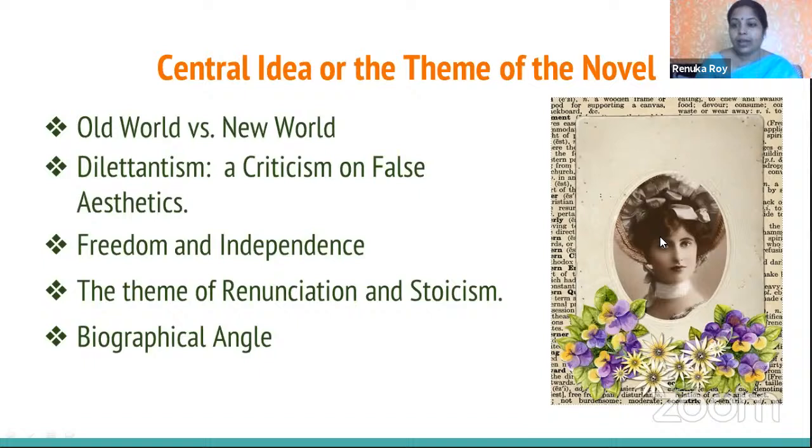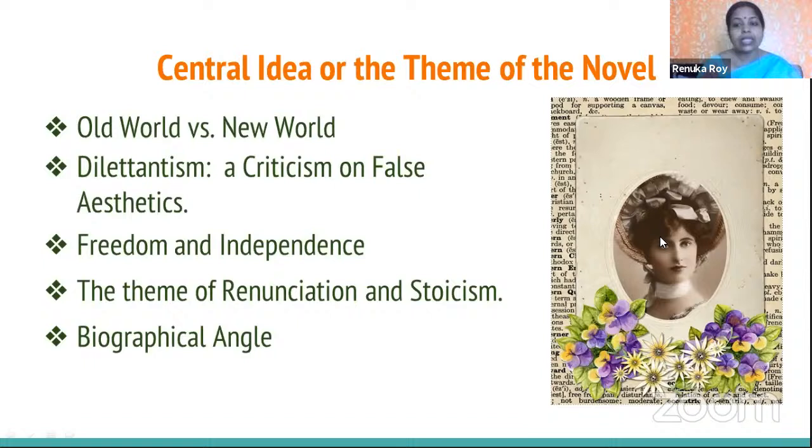Another theme is renunciation and stoicism. Renunciation means giving away the things that you want, or renouncing the things, or not having attachment, leaving all attachment. That is renunciation. Renunciation is one of the prominent themes in most of the Henry James novels. Even in the novels of his mature stage, this idea of renunciation is prominent.